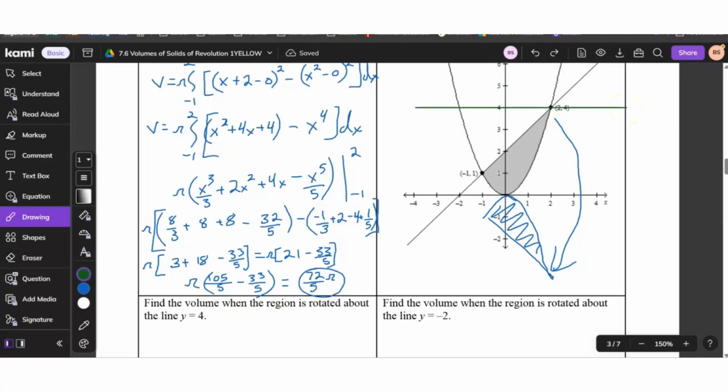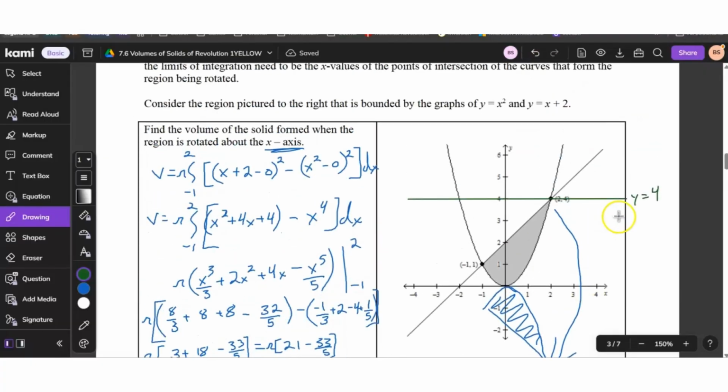Right? So now I'm going to rotate it about this line, y equals 4. If I do that, it's going to totally change my shape, right? I'm basically going to make this weird looking bowl. It's going to go like something like that, but then it's rotated, so it's literally just this big bowl that's hollowed out with like a cone in the middle, right? When we rotate it around this line.